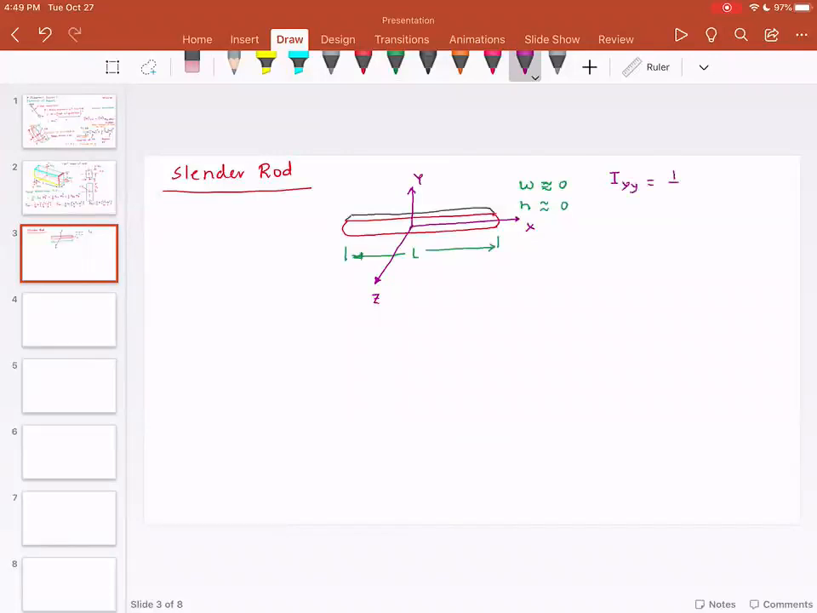IYY is 1 by 12 m L square. IXX is equal to 0 because W and H, both of them, are 0. And IZZ is equal to 1 by 12 m L square. So this is what we mean by a slender rod.